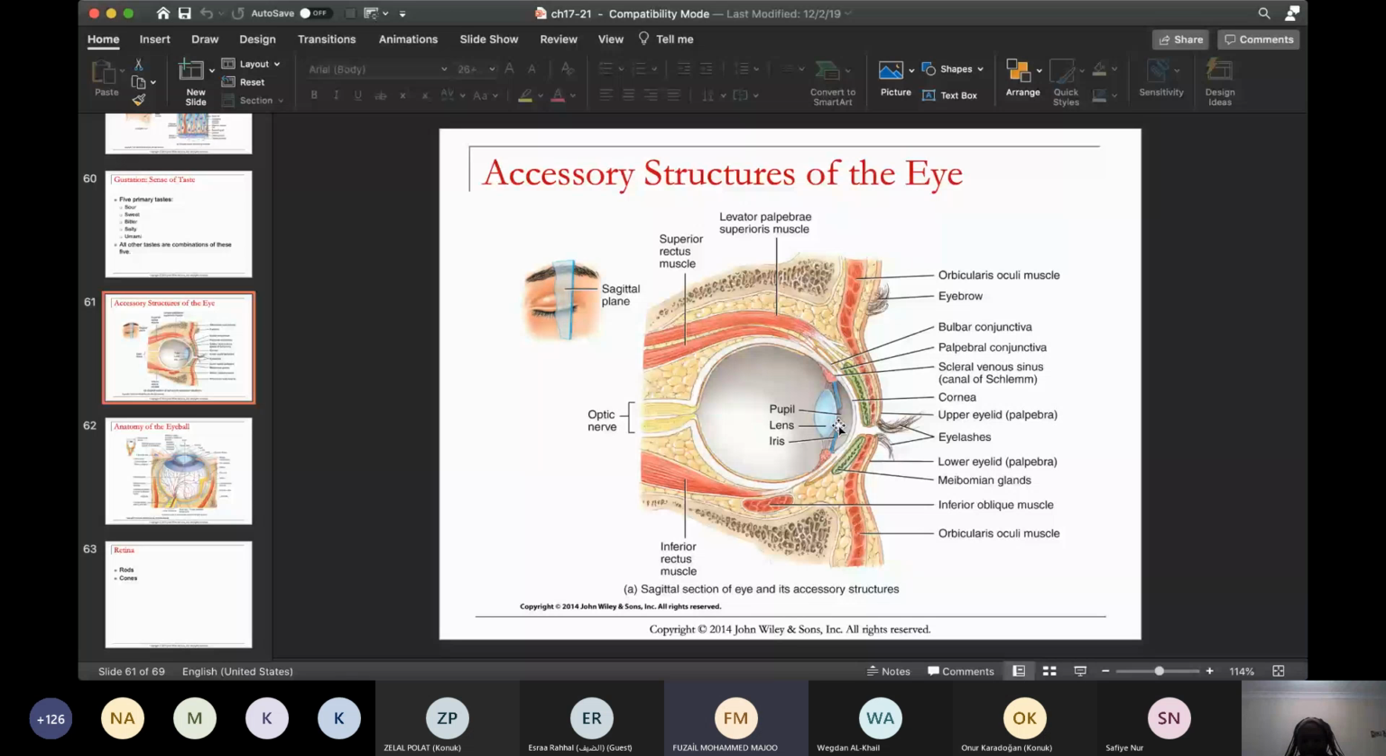The cornea is the front covering of the eye. In front of the cornea, you have another layer that is called the conjunctiva. That's protecting the eye also. Conjunctiva. Okay, this is the white part of the eye.